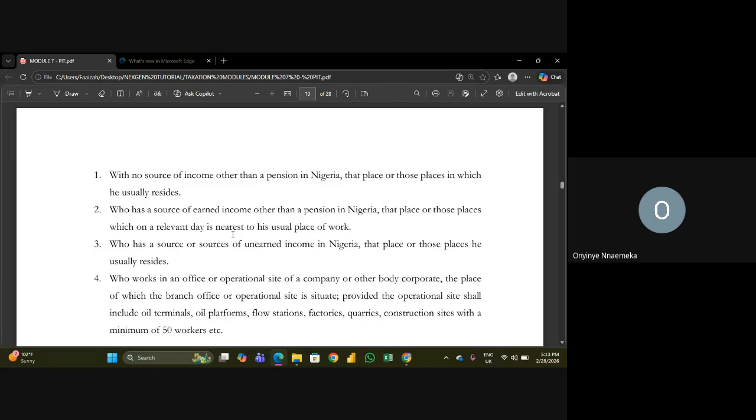Number two, you have a source of earned income other than pension. So you are collecting pension, but you also have another income. Maybe you have a business or a side hustle, and you have more than one place of residence. Your principal place of residence is the place that is nearest to your usual place of work. So let's take Nike as an example now. Let's assume Nike also takes pension, right? Or maybe not, sure.